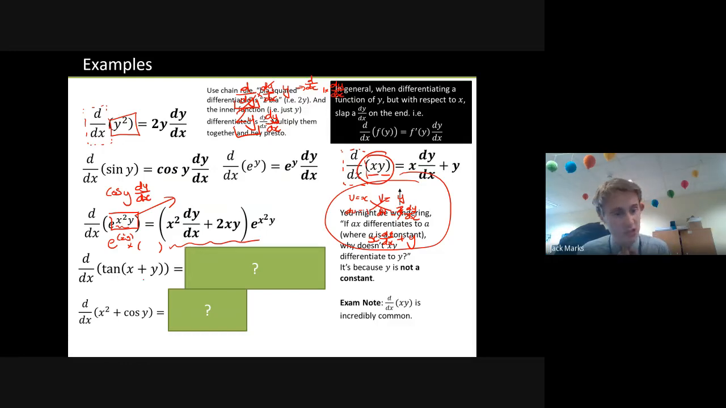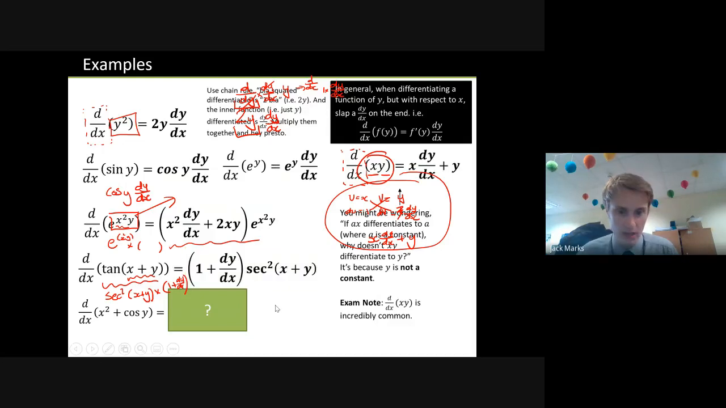Same thing here. So this is a chain rule, isn't it? There's x plus y inside the function, and then there's tan itself. So tan becomes sec squared of x plus y. But you also have to multiply it by inside differentiated. x becomes 1 and y becomes dy/dx. So they've written it that way there, they put the 1 plus dy/dx at the front.